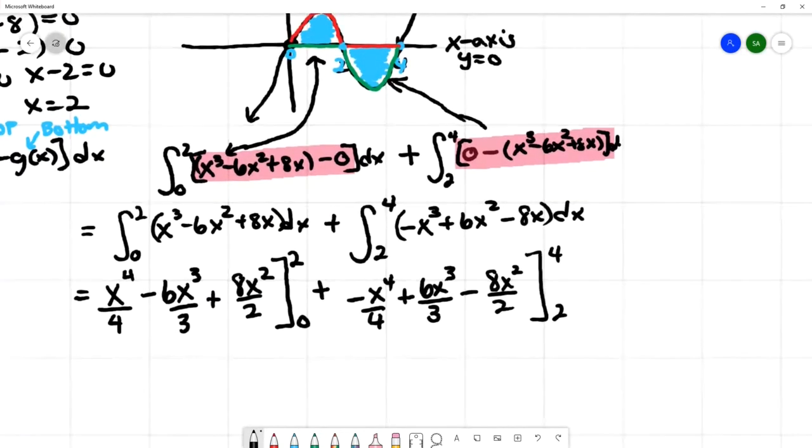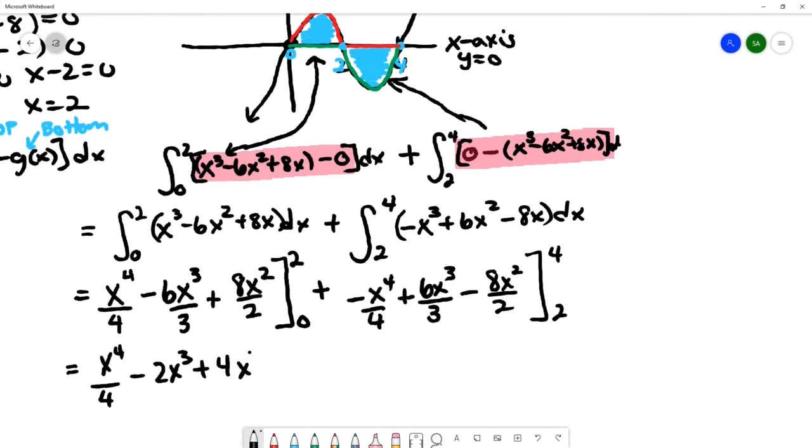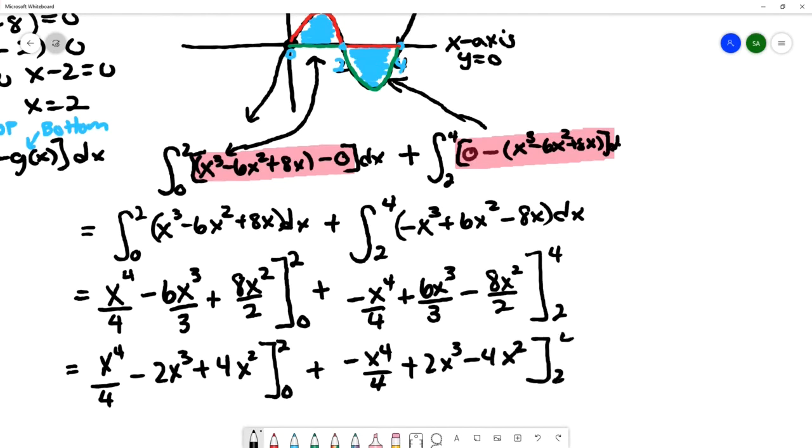Before I do my evaluation, I'm going to simplify some of these fractions. To simplify, I would have x to the 4th over 4 minus 2x cubed plus 4x squared, and then I'll evaluate from 0 to 2. I'll also have negative x to the 4th over 4 plus 2x cubed minus 4x squared, and I'll evaluate from 2 to 4.